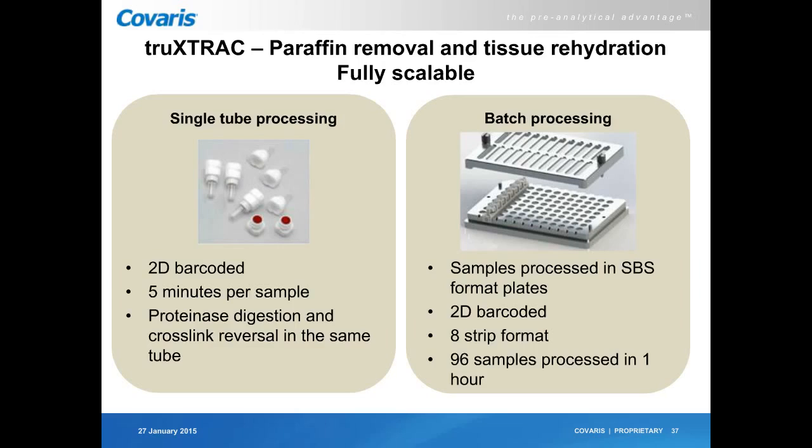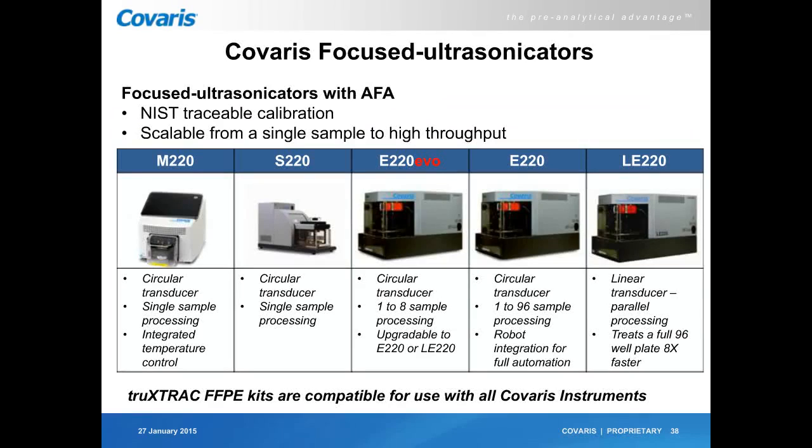But we can also do batch processing. So samples are processed in SBS plate format. Each 8-strip is 2D barcoded. And with a higher throughput instrument, you can process up to 96 samples in 1 hour for the paraffin removal and rehydration steps. This is done on a Covaris Focused-ultrasonicator, so that's really the instrument that will work and deliver the AFA acoustic energy. Each instrument is NIST traceable for its calibration. And so you have a wide range of instruments, scalable from a single sample to high throughput.